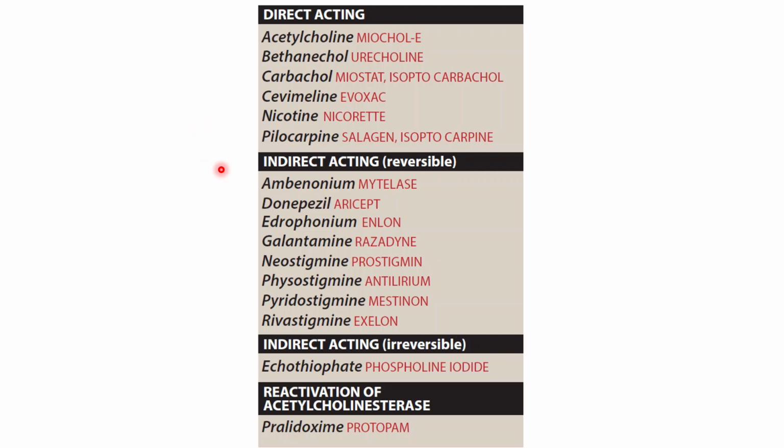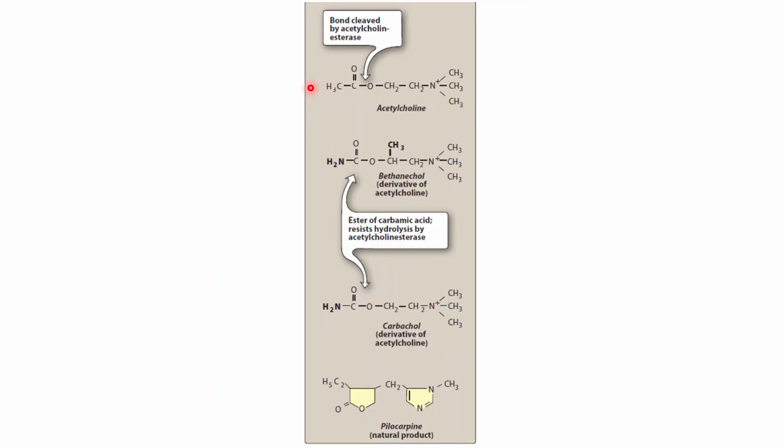Acetylcholine is a quaternary ammonium compound that cannot penetrate the membrane, and it is a neurotransmitter of the parasympathetic and somatic nerves, and it lacks therapeutic importance because it's rapidly inactivated by cholinesterases.